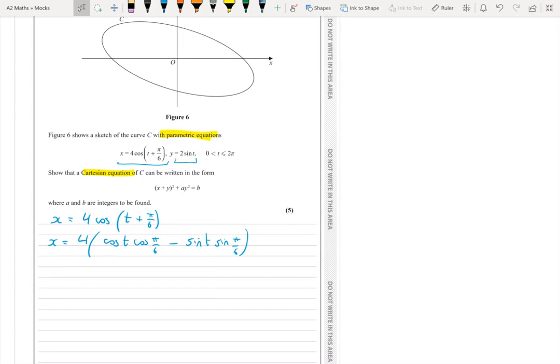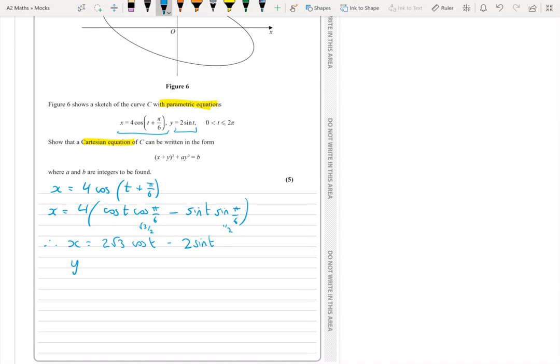Now, pi over 6 is just an angle, it's the same as 30 degrees, so cosine pi over 6 and sine pi over 6 have values. So let's think about that. Cosine pi over 6 is root 3 over 2, multiplied by the 4 makes 2 root 3 cos t. And sine pi over 6 is a half, multiplied by the 4 at the front is 2, so minus 2 sine t. So we've simplified the x function a bit, and we still have the y function, which is 2 sine t. So we need to work with these, get x and y connected, but without involving t at all.